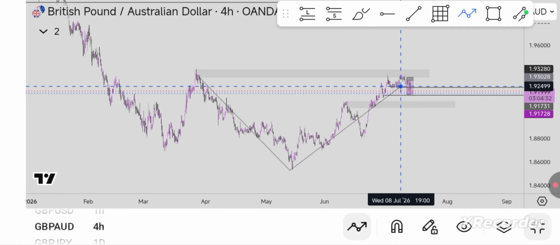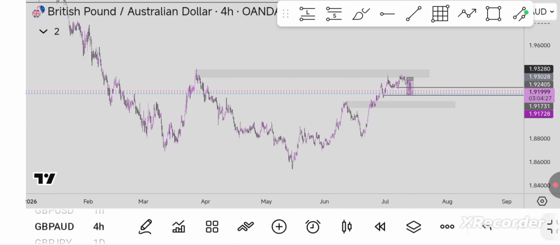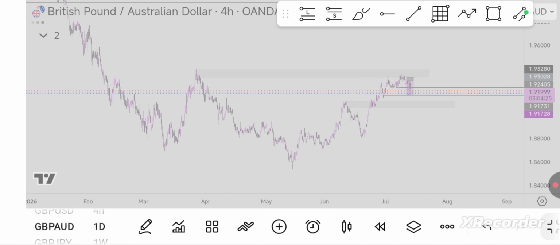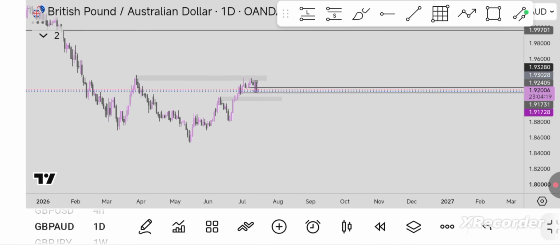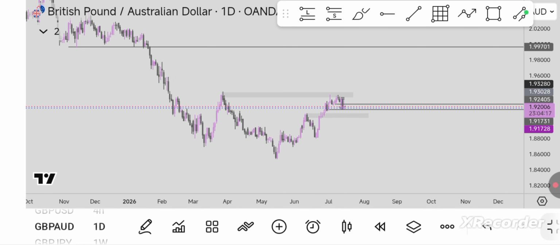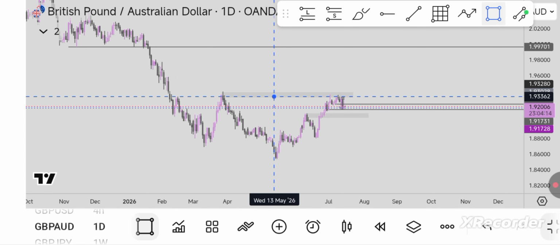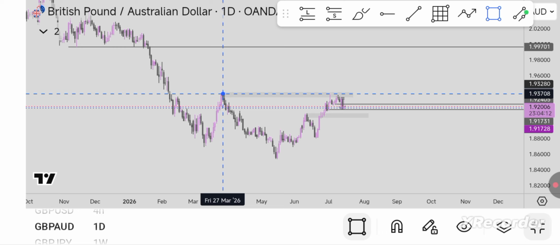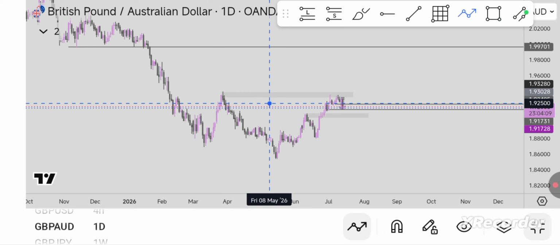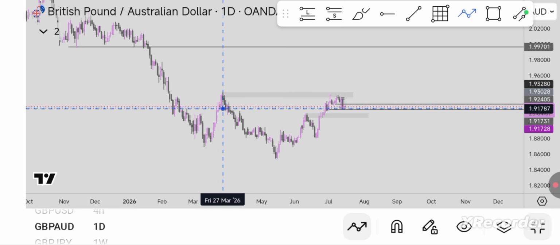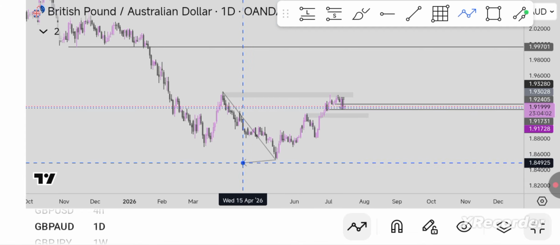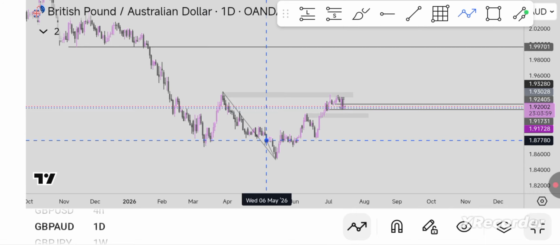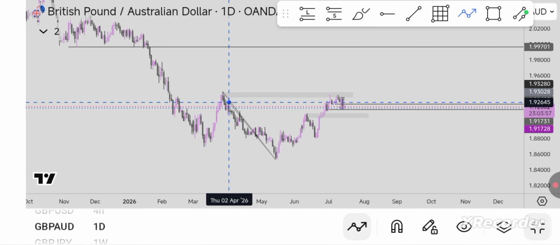So we can clearly see on the 4-hour time frame. Now if you go to the daily time frame, you will see something. You will see that this particular level is the last high. As you can see, this is the last high that created the last low. And this low breaks structure to the downside. So this is the range we are trading between.